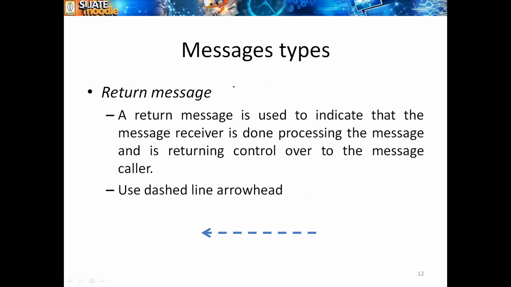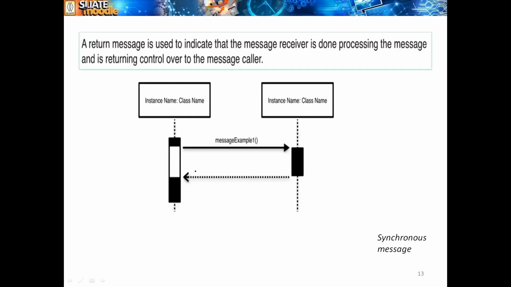Message type: return message. A return message is also like a synchronized message. The return message is used to indicate that the message receiver is done processing the message and is returning control to the message caller. It uses dashed line arrows. If the message is sent and the sender waits for a response, this means wait, like this. This is a return message.